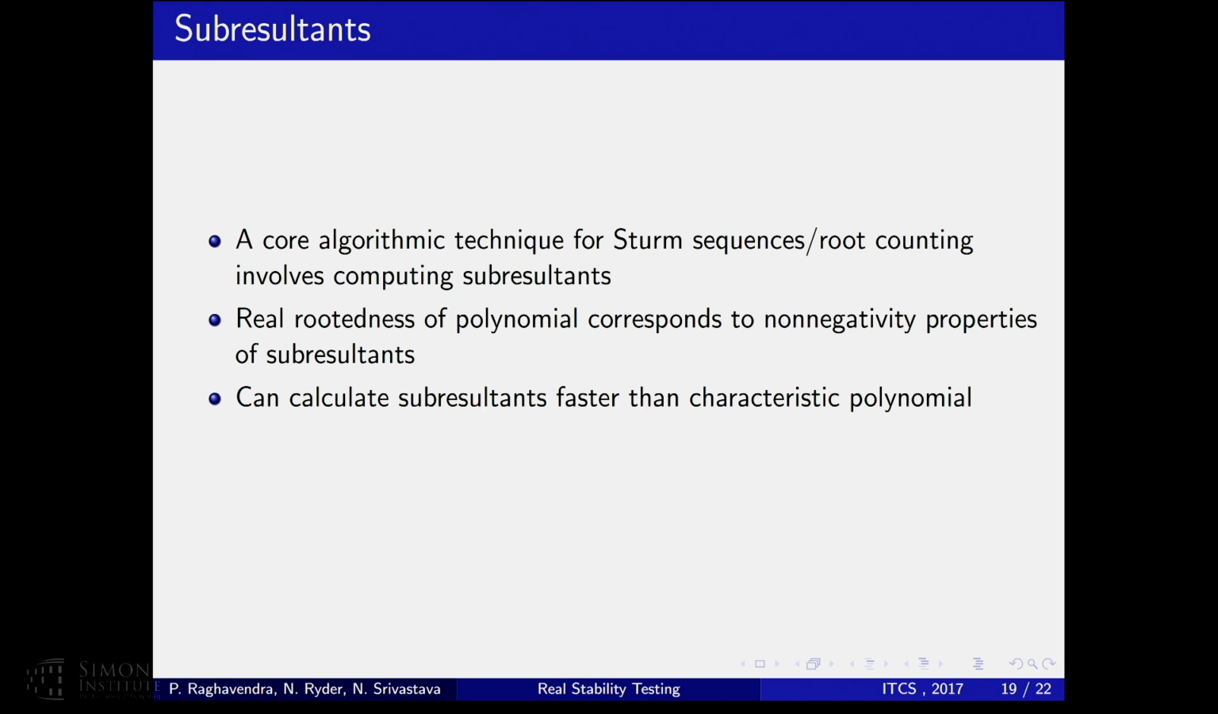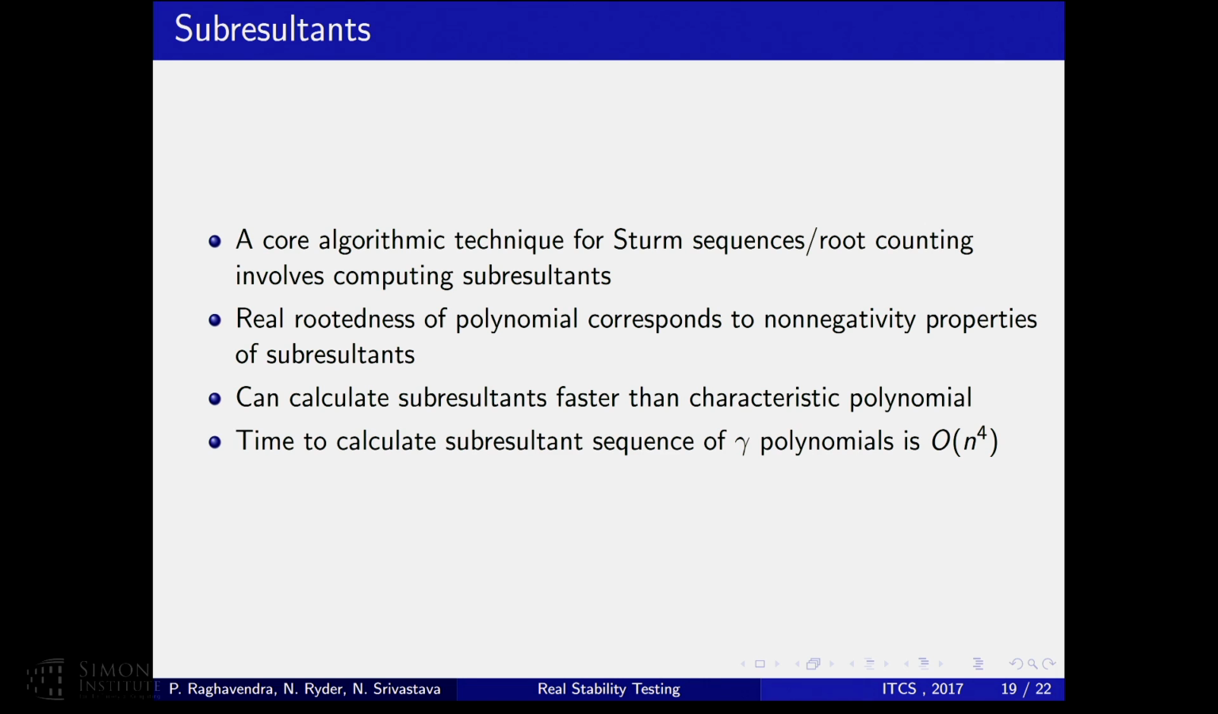And the nice thing is you can calculate subresultants a lot faster than you can calculate the characteristic polynomial. And so the time to calculate the subresultant sequence, instead of being O(n^7), ends up being O(n^4). And this is nice because it'll move the bottleneck of our algorithmic time to the last step.